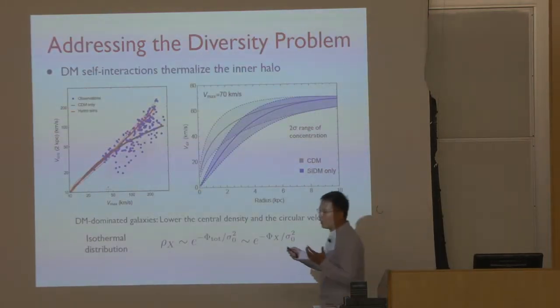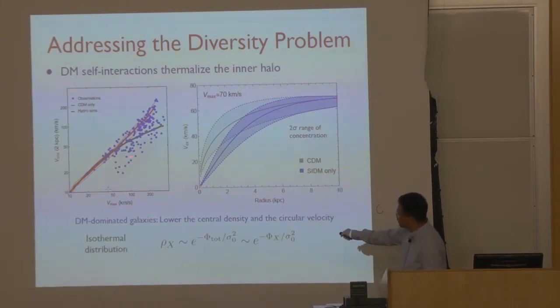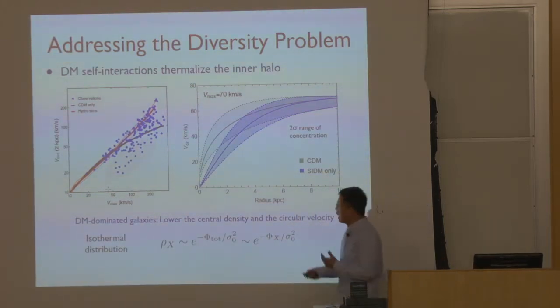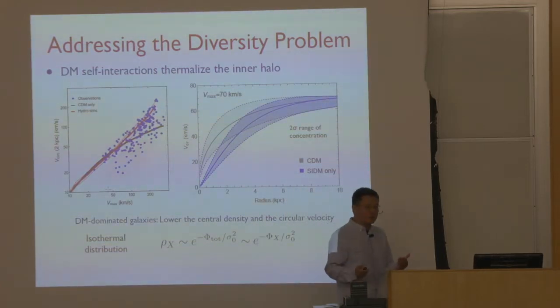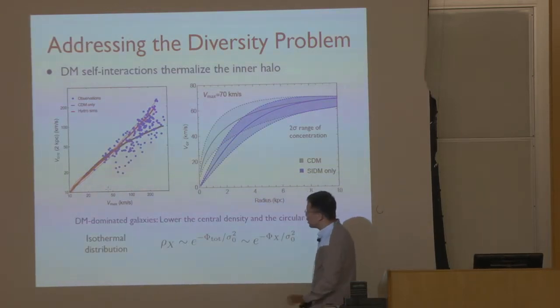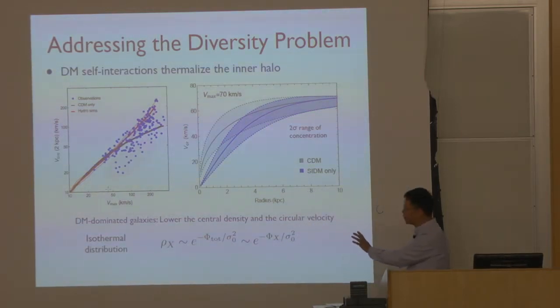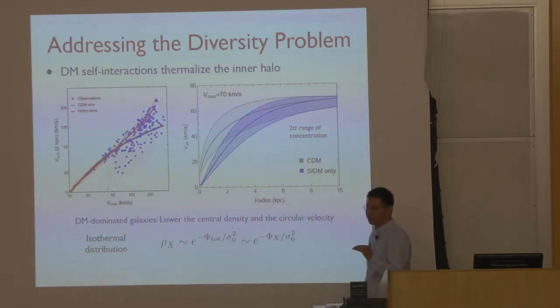So let's explain how SIDM solves the problem, right? Let's look at the galaxies over there. Those are galaxies that have central density below the lambda CDM prediction. Those are the galaxies that need to have a large density core. Then if you look very carefully at those galaxies, like what I did, one by one, you realize those are dark matter dominated galaxies.